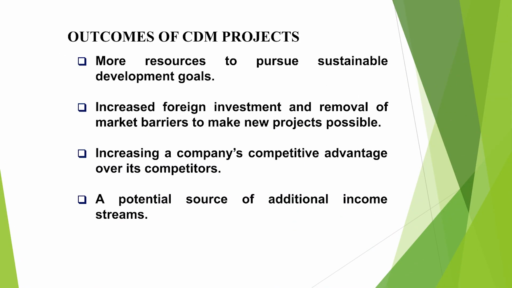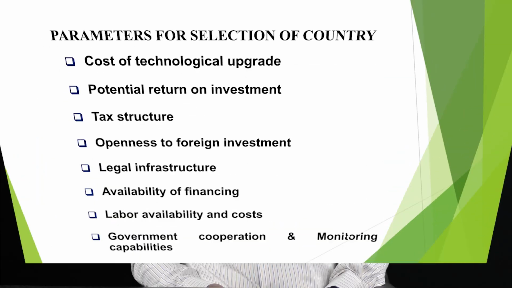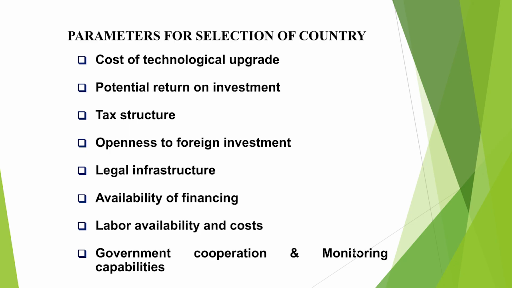So, once we implement all these CDM projects, what should be the outcome? More resources to pursue sustainable development goals, increased foreign investment and removal of market barriers to make new projects possible, increasing a company's competitive advantage over its competitors, and a potential source of additional income streams. Now, we will discuss the parameters for the selection of a country: the cost of technological upgrades, potential return on investment, tax structure, openness to foreign investment, legal infrastructure, availability of financing, labor availability and cost, government cooperation and monitoring capabilities.